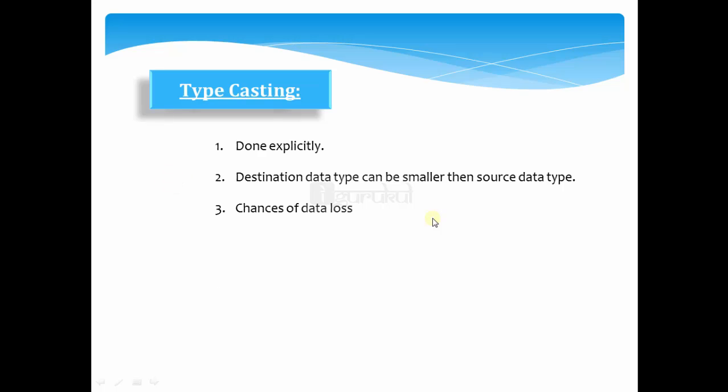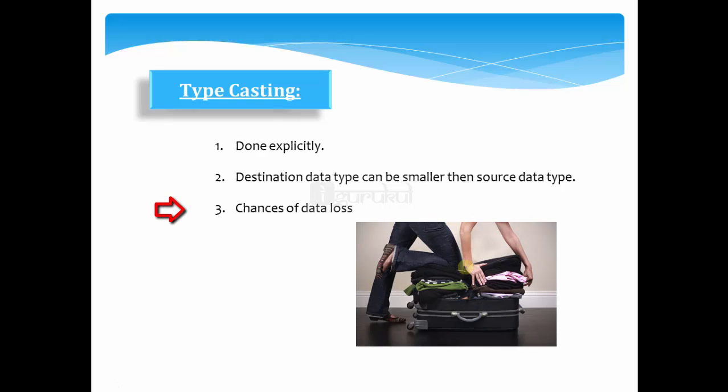The third one is chances of data loss. Similarly, like someone packing a bag, there is a potential chance that it will not be locked unless something is removed from the bag. So let's take a practical example and have a look at typecasting.